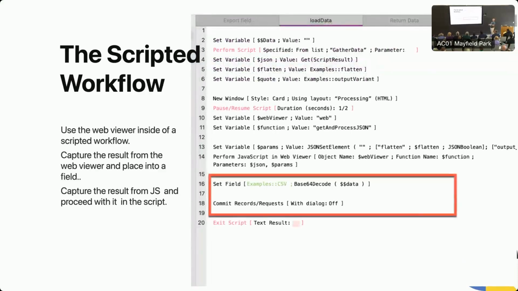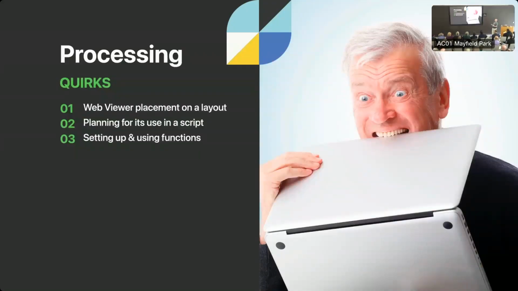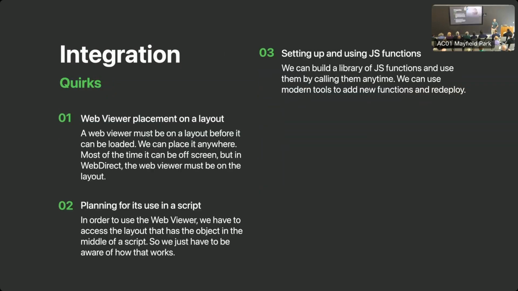Processing is really nice, and it's nice to be able to create a library of functions that I can use to process data. Again, people have been talking about the JSONata library. There's a lot of functionality in there that we can access in this way.